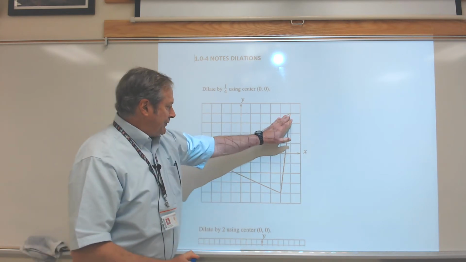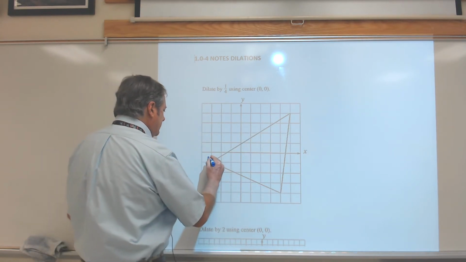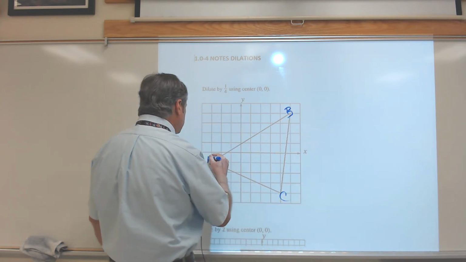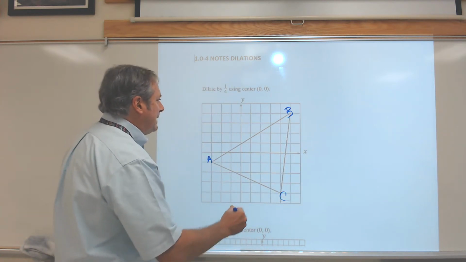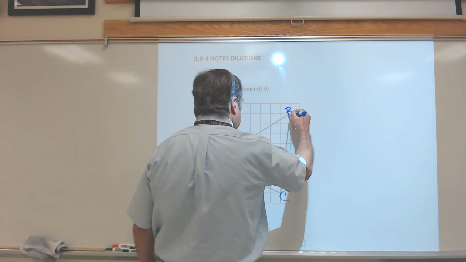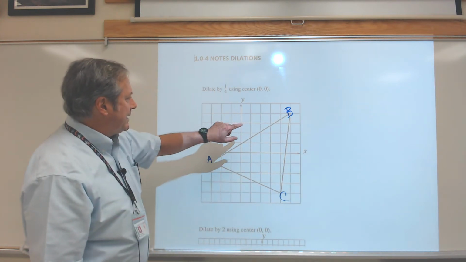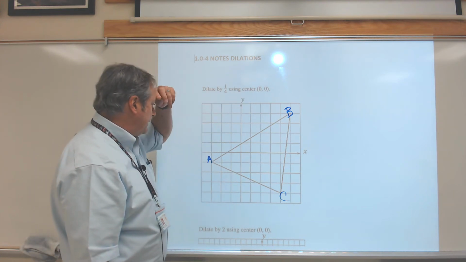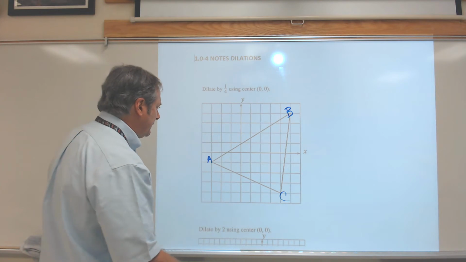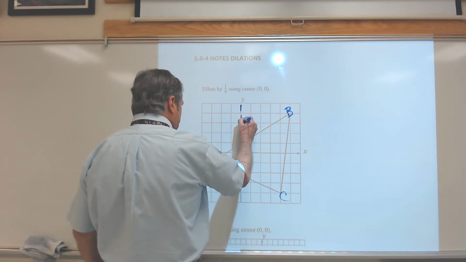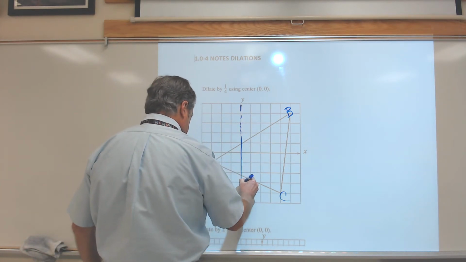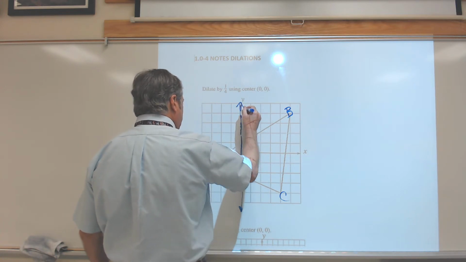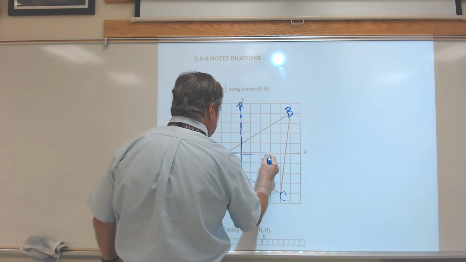We're asked to take this triangle. I'll go ahead and mark it A, B, and C. I want to dilate it by 1/4. Now, don't worry about where it says the center is 0, 0. Now, I noticed that the axes weren't super obvious, so I'm going to go ahead and mark these.